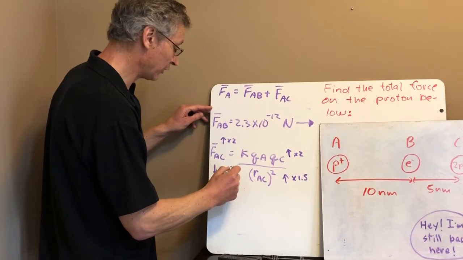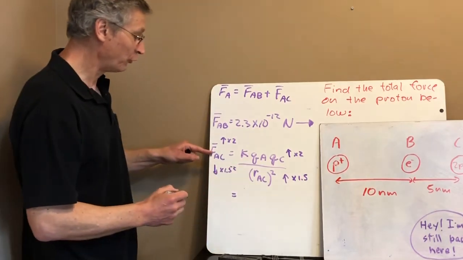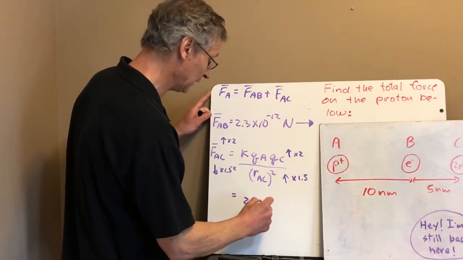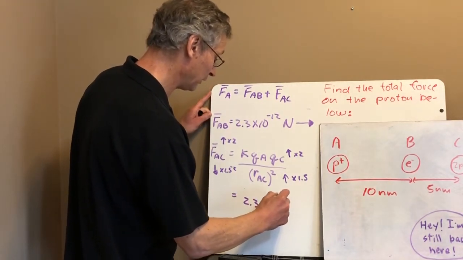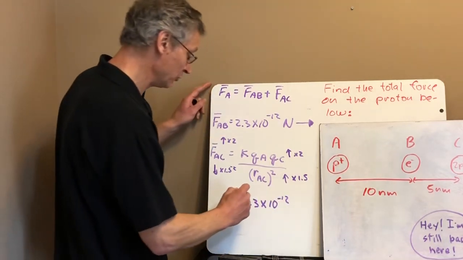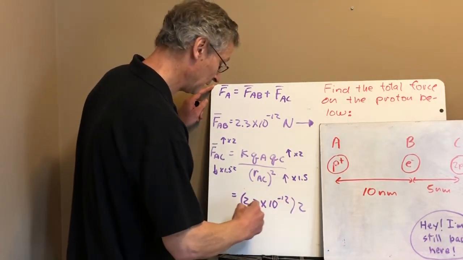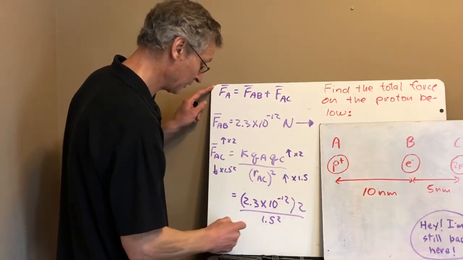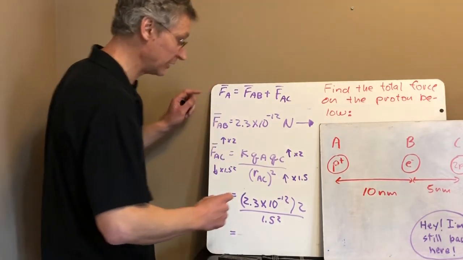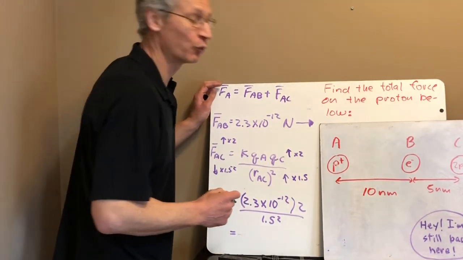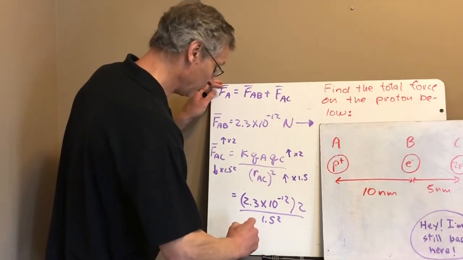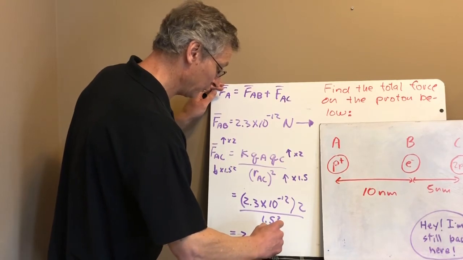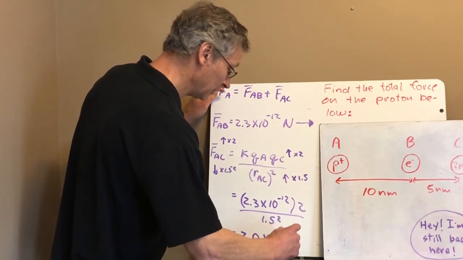1.5 squared. So my new force is going to equal my old force, 2.3 times 10 to the minus 12 multiplied by 2 divided by 1.5 squared. And you do this on your calculator and you're going to get, I believe, 2.04 times 10 to the negative 12 newtons. So I'll just go to one decimal place, 2.0 times 10 to the minus 12 newtons.